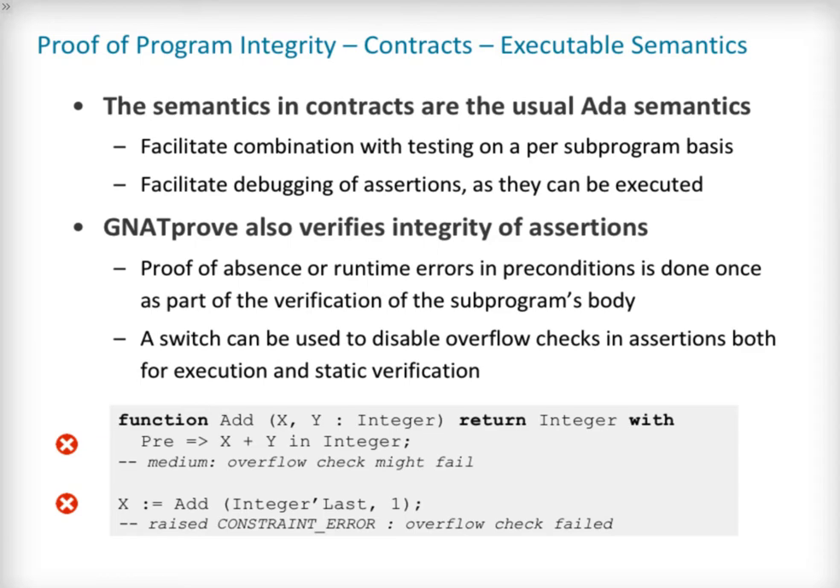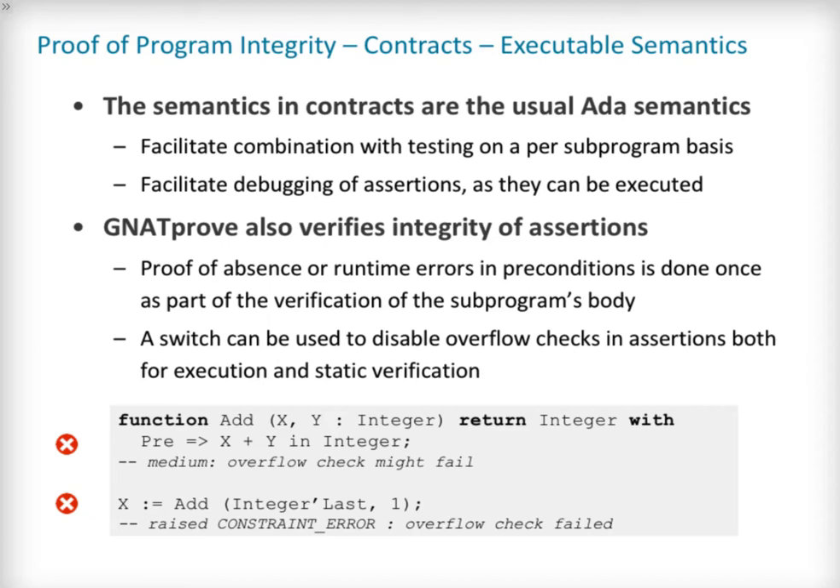In Ada 2012, expressions in contracts have the regular semantics of Boolean expressions. In particular, runtime errors may occur during their computation. To facilitate both debugging of assertions and combination of testing and static verification, the same semantics is used by GNATprove. During proof of programs, it makes sure that no error will ever be raised during the execution of the contracts.